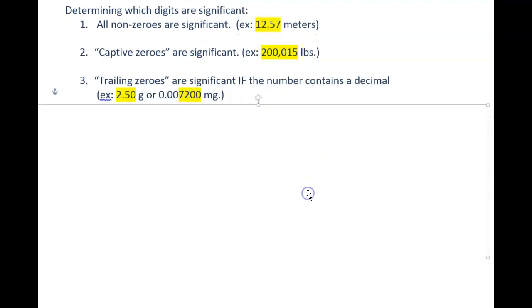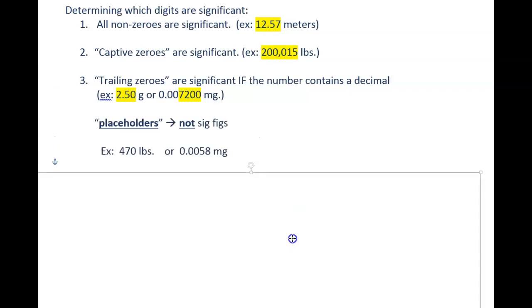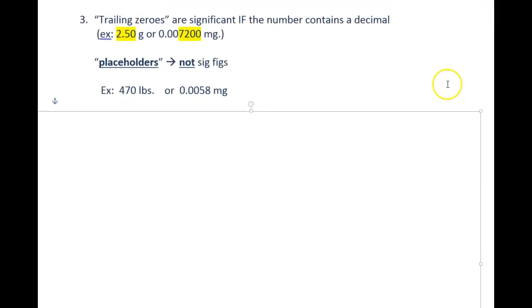So that basically leaves us with placeholders. Placeholders are not significant figures. So what's a placeholder? A placeholder would be like 470 pounds. It has a placeholder, a 0, in the ones place. So this is a trailing 0, but there is no decimal. So therefore, it does not fit in with rule number 3. It is a trailing 0, but it does not contain a decimal, so it's just a placeholder and therefore not a significant figure. Well, what does that mean?